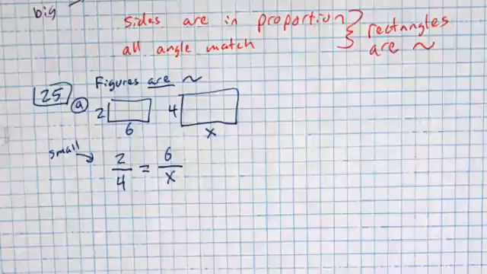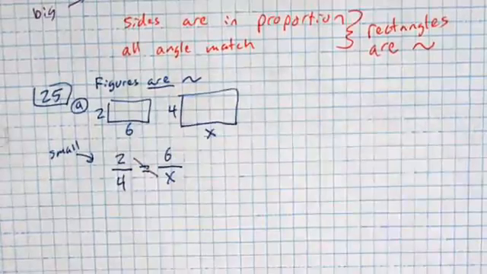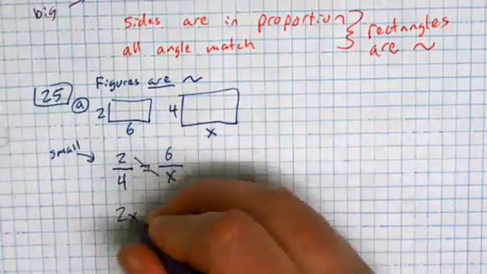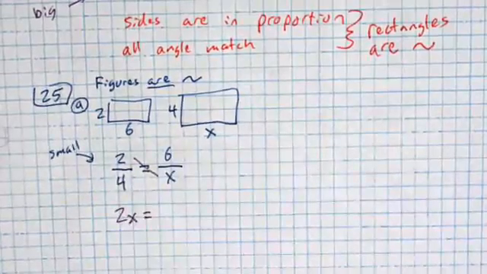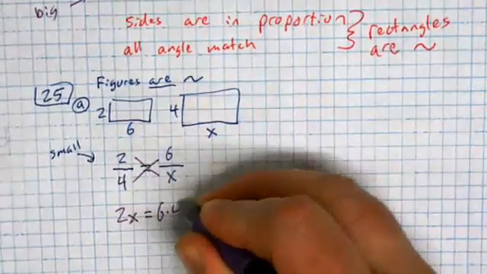All right, now that we're confident in this, we just have to do a couple quick steps of algebra to solve. So we'll cross multiply. I'm going to do 2 times x, that's 2x, equals, and then 6 times 4.